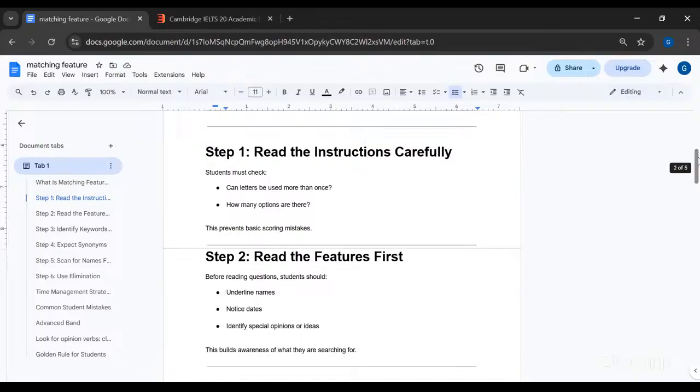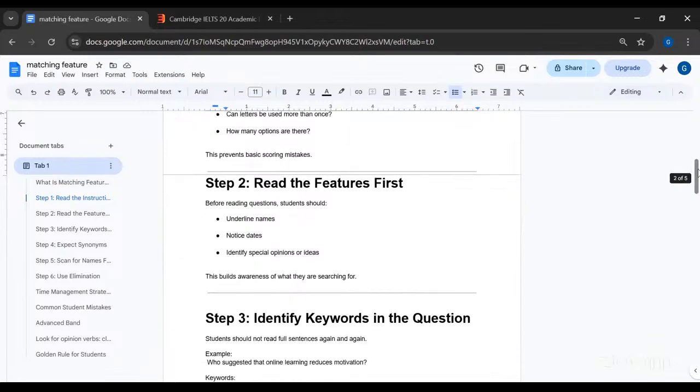And then you can also read the features. First we can skim and scan the passage also, okay? So that we can get an idea of what the topic is, okay? Then we can read the statements and the options, or the features which are given, and we can highlight them, and then we can find them one by one, okay?